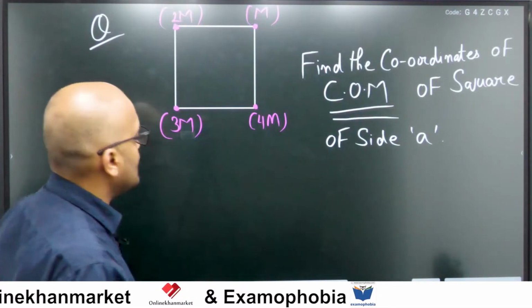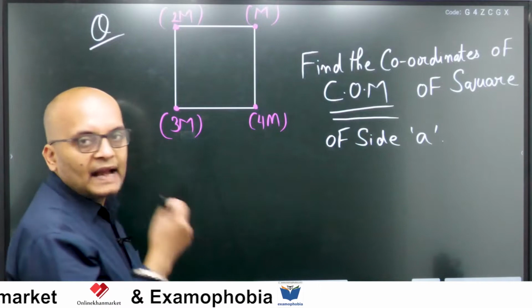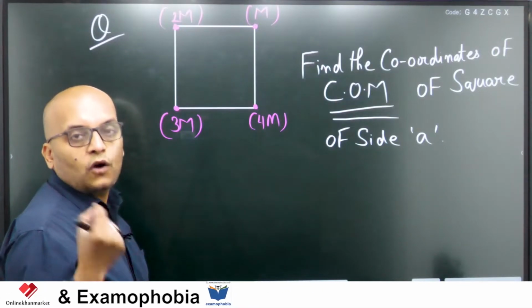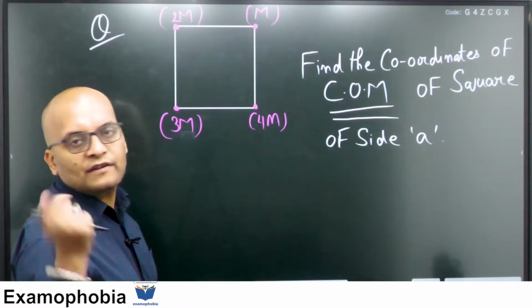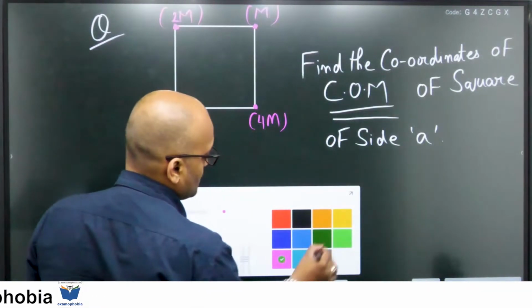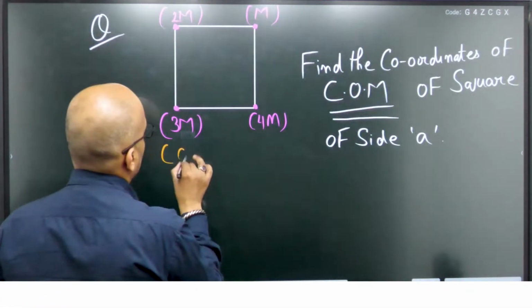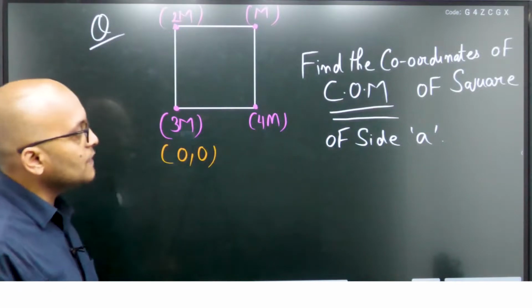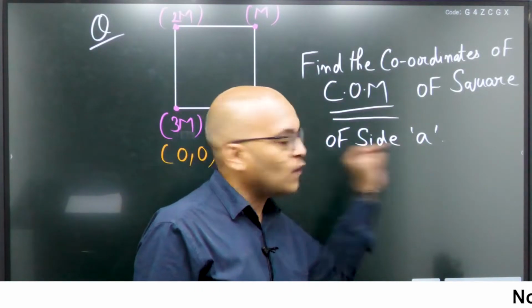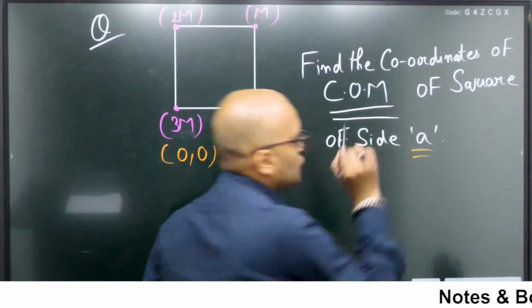So let's take this 3m corner. I am taking this 3m corner as origin or reference. You can take any other corner, whatever you like. So let me take this as origin. Its coordinates will be 0, 0. Please pay attention. The side of the square given to us is a.